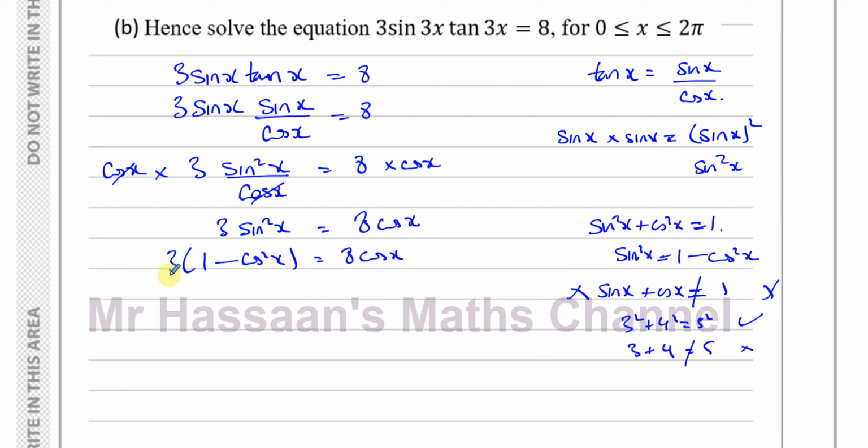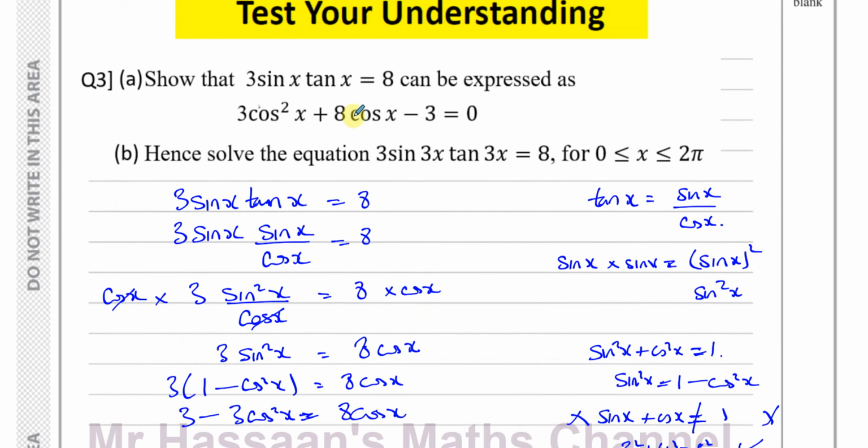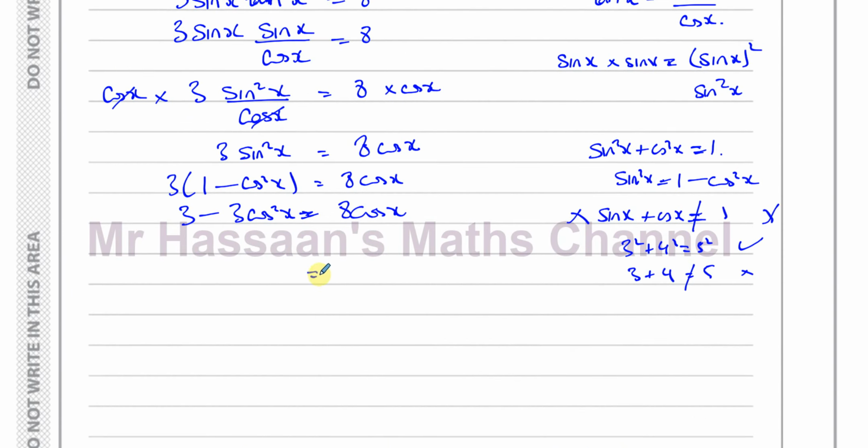So the next step here, we can expand the brackets. We have 3 minus 3 cosine squared x equals 8 cosine x. We're almost there now, because we had to end up with 3 cosine squared x plus 8 cosine x minus 3 equals 0. So we can just add 3 cosine squared x to both sides. So you have 3 cosine squared x, plus 8 cosine x, and subtract 3.